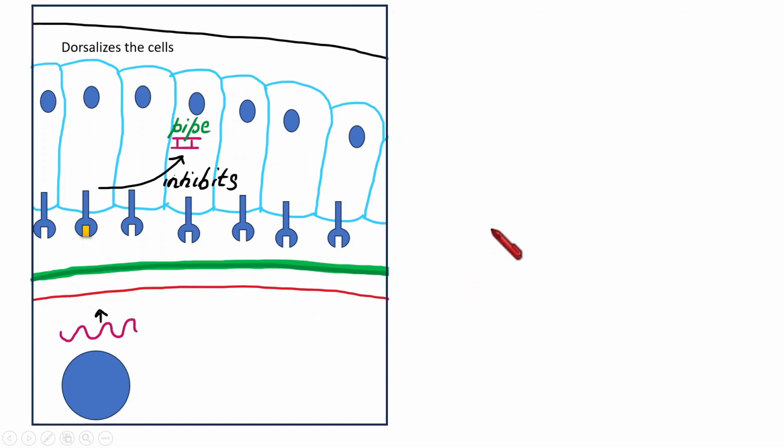So let's see how it is happening. In the next slide, I have just drawn only that ventral portion of the egg. Here also we can see the ventral follicle cell, and this is the pre-vitelline space.